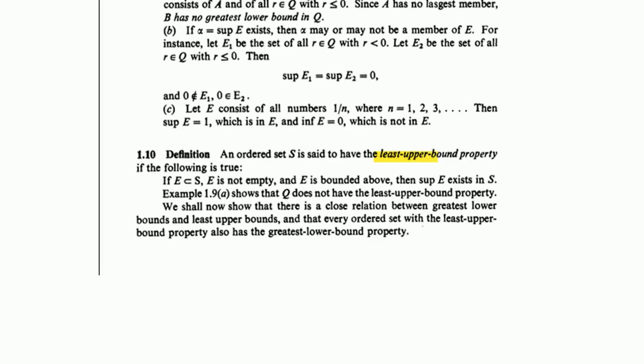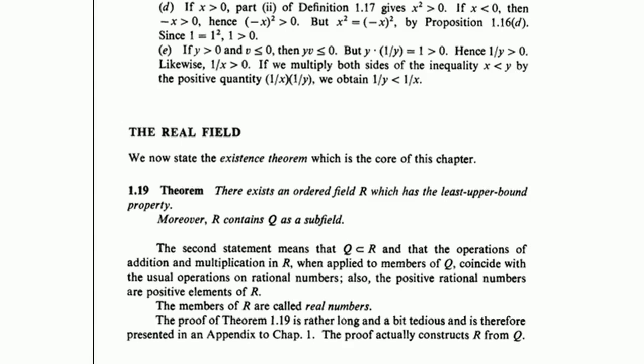This brings us to definition 1.10 in the text, the least upper bound property. An ordered set has this property if every non-empty subset that is bounded above has a supremum that exists within that same overarching set. Rudin then introduces theorem 1.19. This is the existence theorem declaring that there is a unique ordered field equipped with this precise least upper bound property. That field is the real number system.